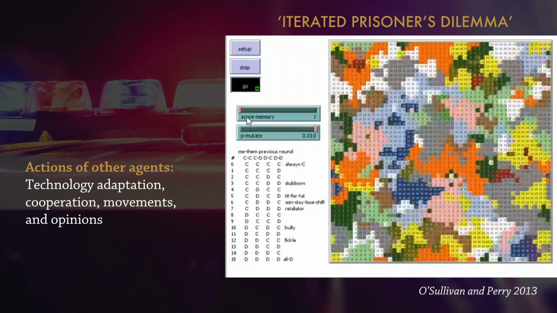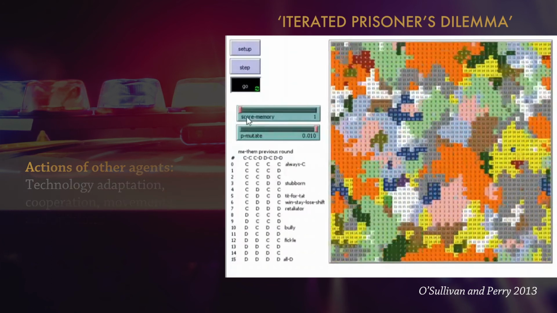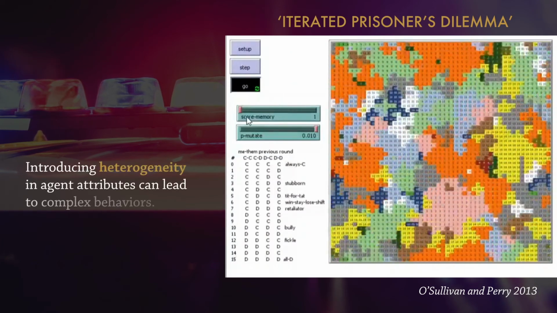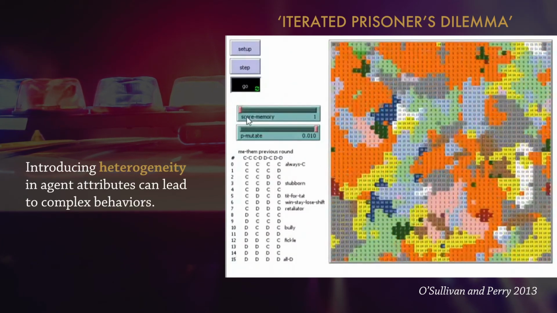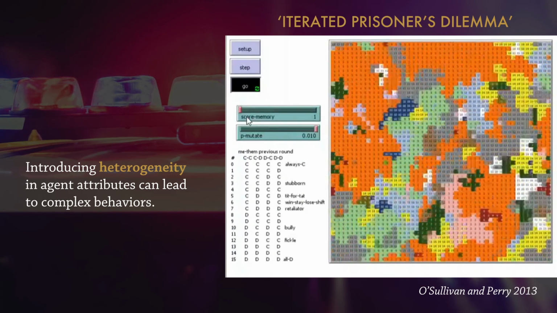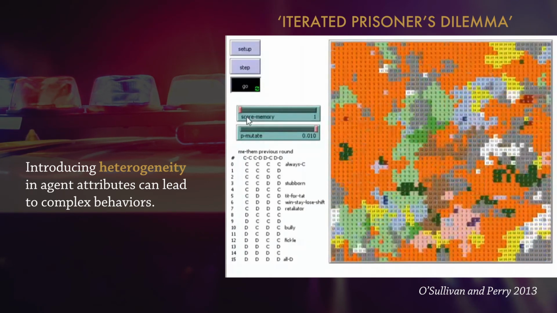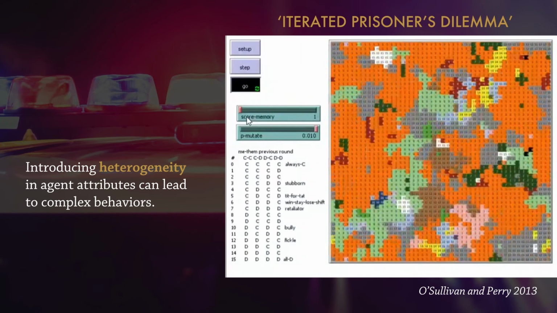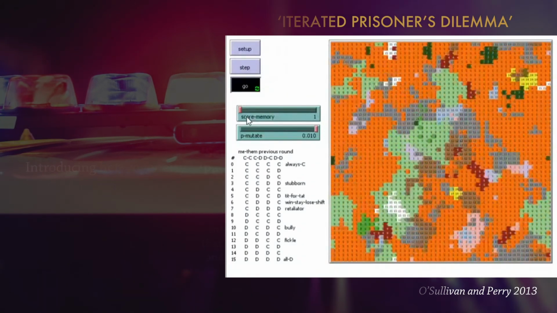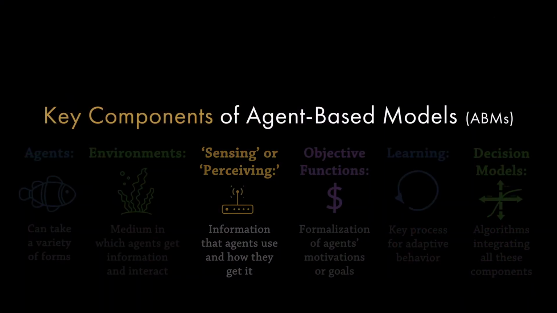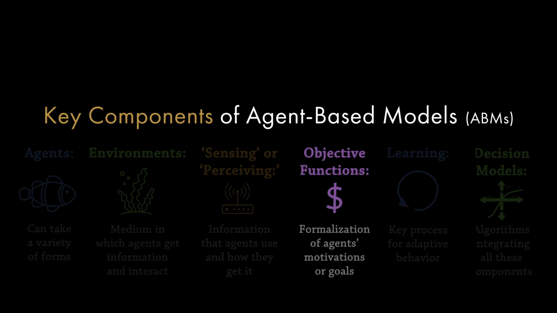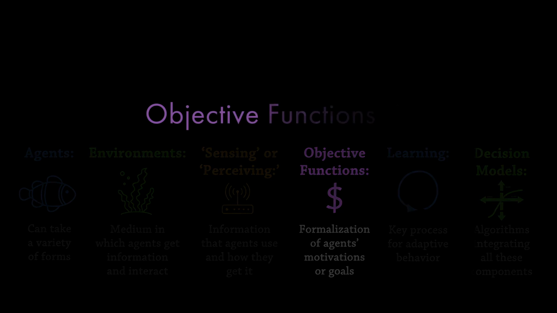In this simplified version, agents all have the same attributes and suite of strategies. But you can imagine how introducing heterogeneity among agents would quickly lead to more complex behaviors. Although simplified, this model's framework for simulating the emergence of cooperative strategies has already been adapted to socio-environmental problems. Next, let's consider objective functions, which are an important model component guiding agent behavior.